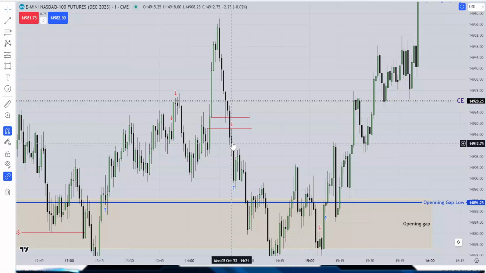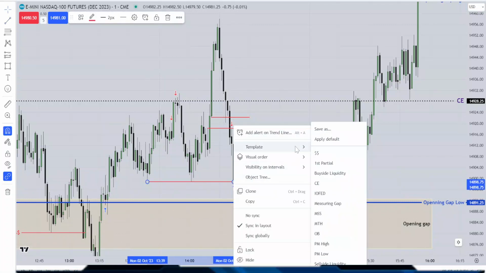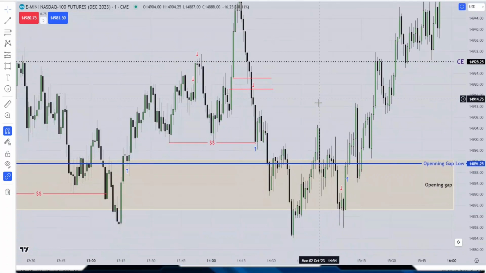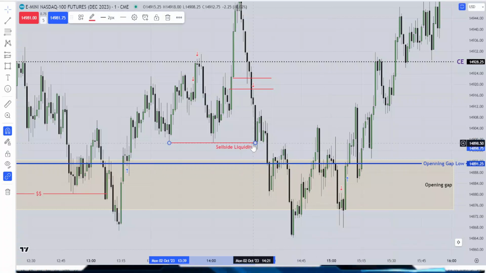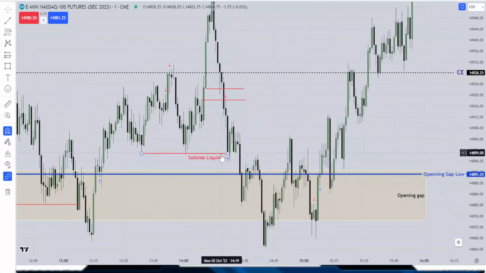So I took entry over here, but I wanted to take my entry over there when it had just touched the I5 lookup low. And my target was this equal lows. You see this equal lows? I told you before it happened. I tweeted it on my Twitter, guys. I know you have already marked the sell side liquidity, the specific level, 14,899. So that was my target.